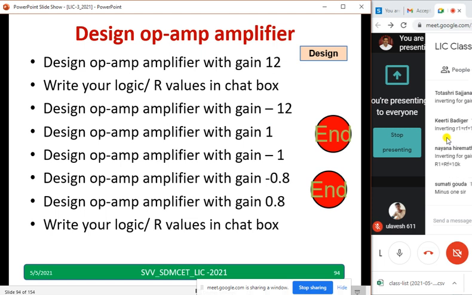And Totashri is typing gain equal to minus 1, okay. And other gains I want. Somebody should type for minus 12, somebody should try for minus 0.8, somebody should try for 0.8. Okay, minus 1, Sumati, okay. Rakshita, non-inverting, when she is taking gain equal to minus 1. When you say non-inverting, it's 1 plus RF by R1. When you say inverting, it's minus RF by R1. These two equations you are supposed to remember. Take it as homework. Next class I will give the time. You people can type properly for all these gains.